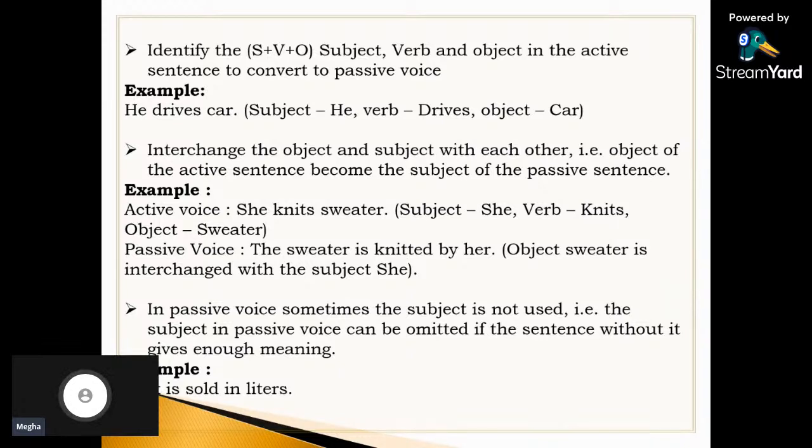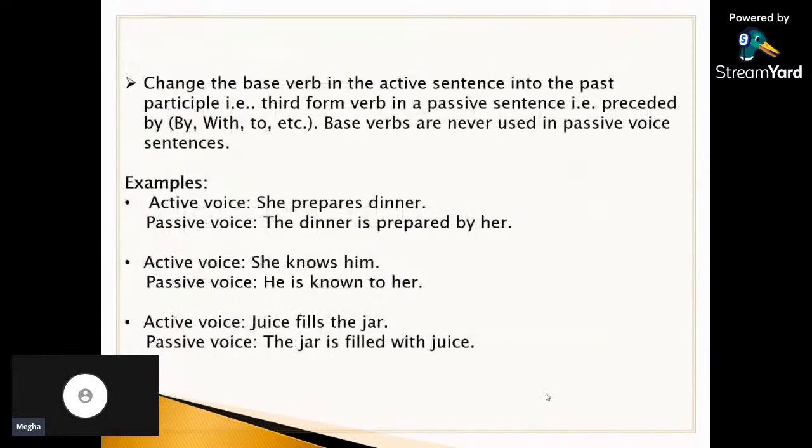In passive voice, sometimes the subject is not used. That is, the subject in passive voice can be omitted if the sentence without it gives enough meaning. So milk is sold in liters. See, here the subject itself is not used. There's no subject at all, correct? Milk is the object, sold is the action, and liters you can consider, right? Sold is the action or the verb. So there's no particular subject, right? So even then you have to convert the same.